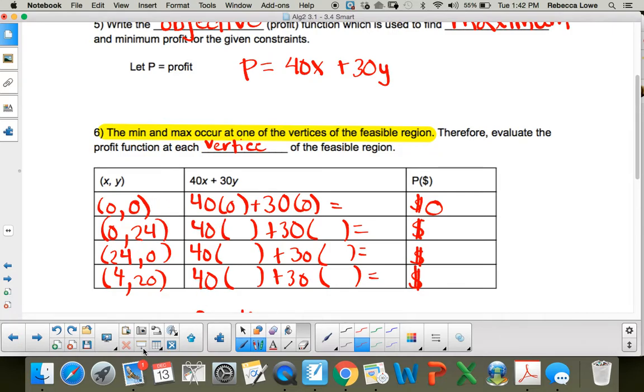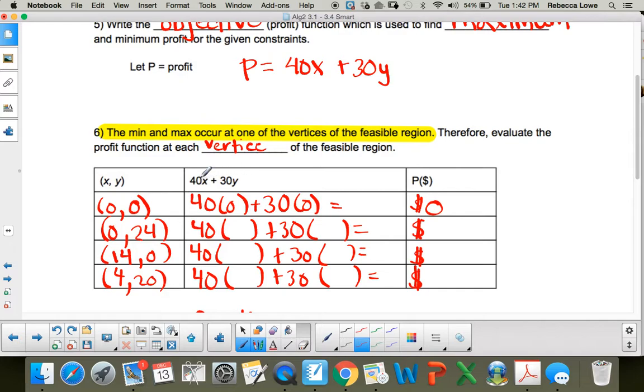So I have listed the vertices here, and actually I have a mistake. One of these should be 14, 0. That one should be 14, 0. So I'm going to fix that. So these are our corner points. The maximum or minimum occurs at one of the corner points. The minimum is going to occur at 0, 0. If you make no skis, you're not going to make any profit.